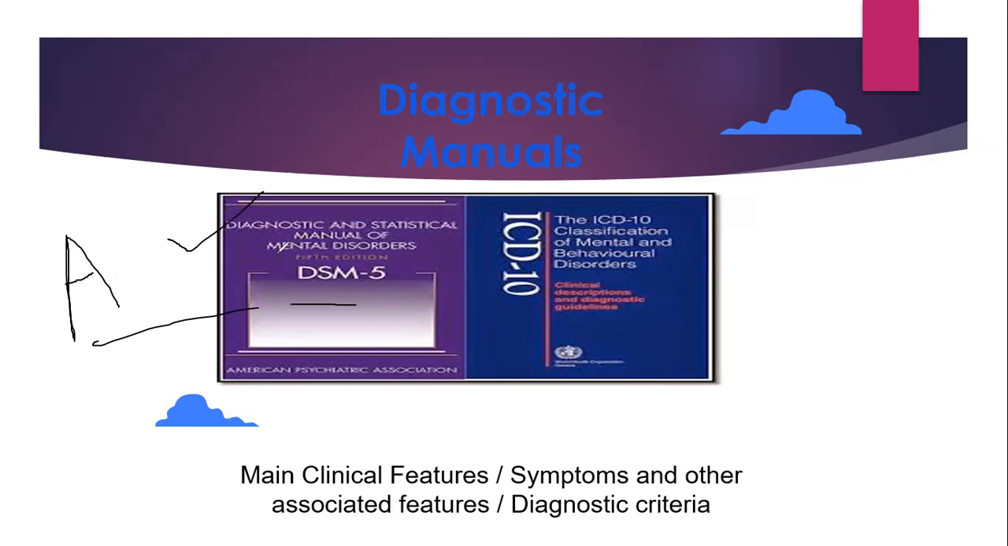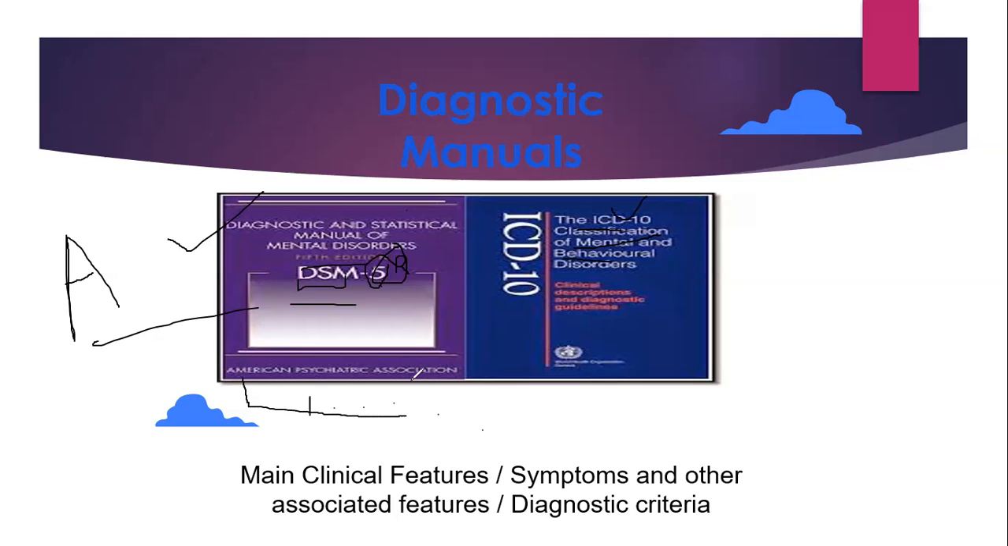DSM-5 stands for Diagnostic and Statistical Manual of Mental Disorders. Since it is in its 5th edition, 5 was written along with it. First the 1st edition came, then the 2nd, the 3rd, then they got revised, then the 4th, then the 4th got revised, and currently we are in DSM-5 R. R means revised. We are using the revised version of DSM-5 currently. And ICD stands for International Classification of Mental and Behavioral Disorders. You should know its full form.